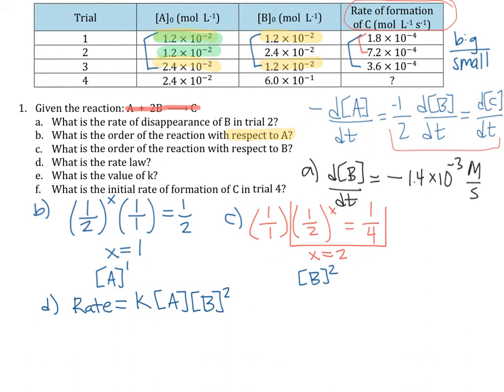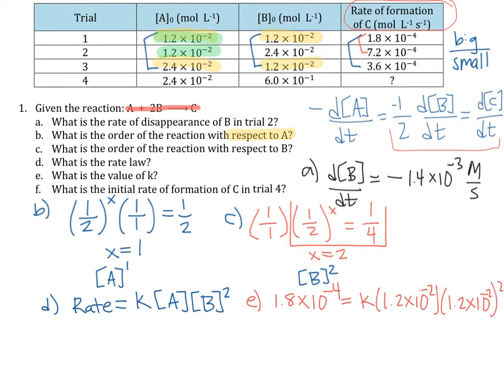Now it's time to find that rate constant K. We're going to focus on just one line of information. You can choose your favorite line of information. I usually like to choose row number 1 so I don't miss numbers or accidentally jump lines while I'm doing my math. So here's part E. I'll just choose the rate is equal to 1.8 times 10 to the negative 4 equals my mystery rate constant, times 1.2 times 10 to the negative 2 second, times 1.2 times 10 to the negative 2 squared.